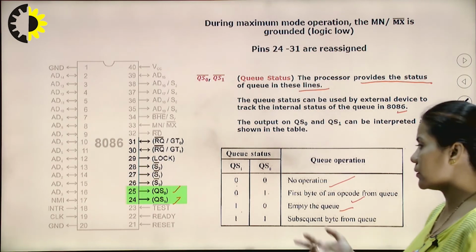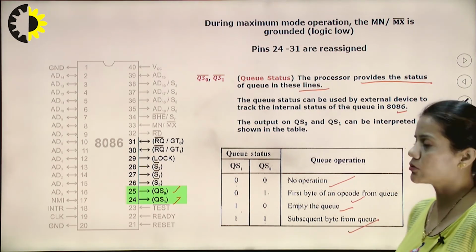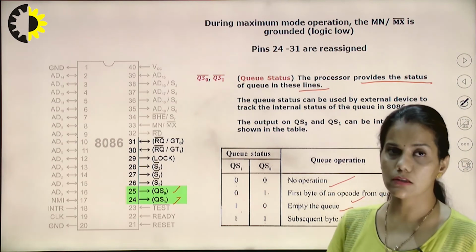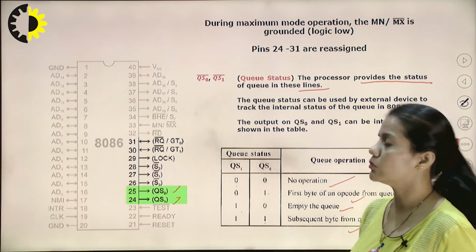And 11 determines that the subsequent byte from the queue has to be fetched. So this is the status of the queue, which is determined by the condition of these two pins.